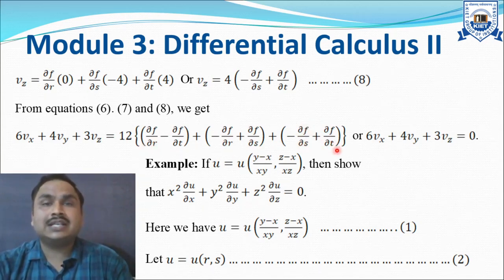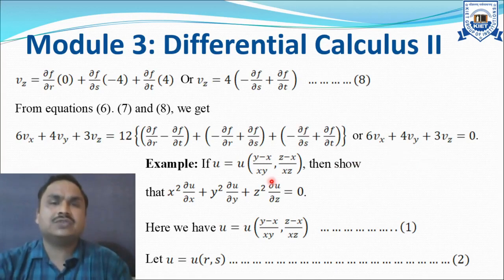We can see clearly that del f over del r will cancel with minus del f over del r, minus del f over del t will cancel out with del f over del t, and plus del f by del s will cancel out with minus del f over del s. So on simplification we get 6vx plus 4vy plus 3vz equals 0.